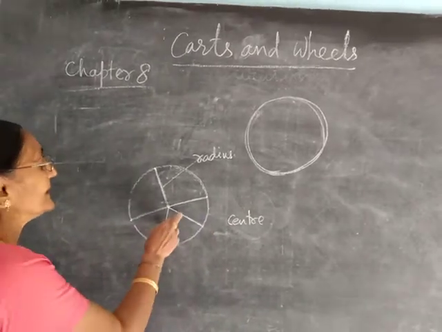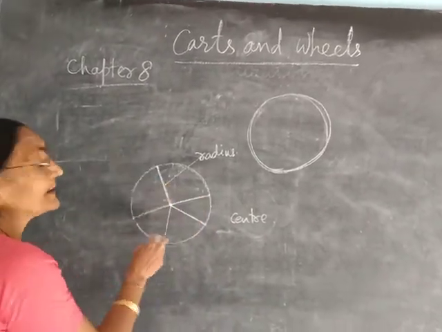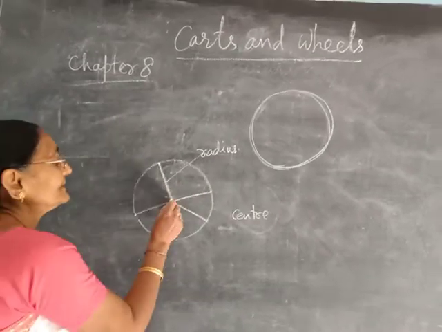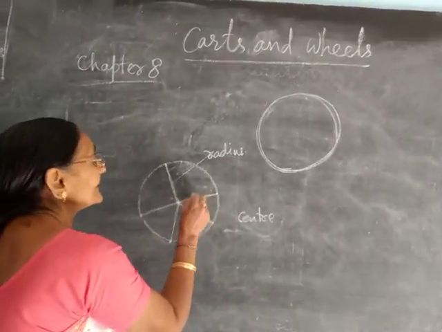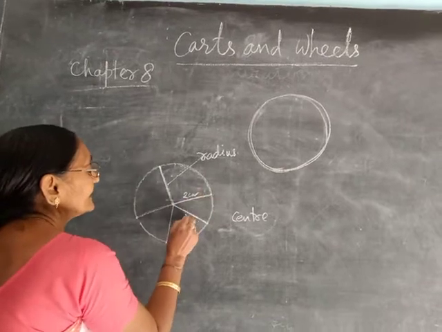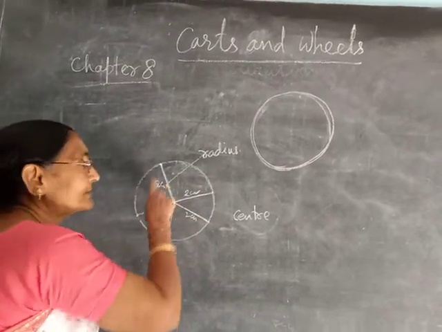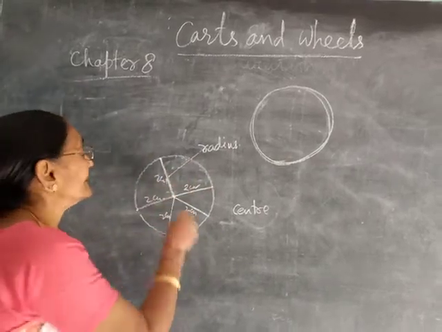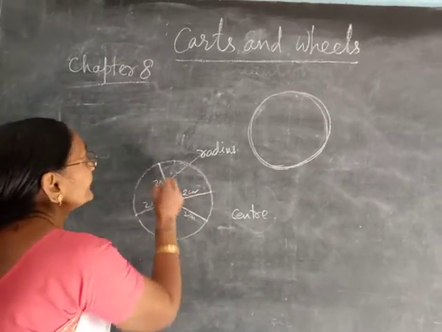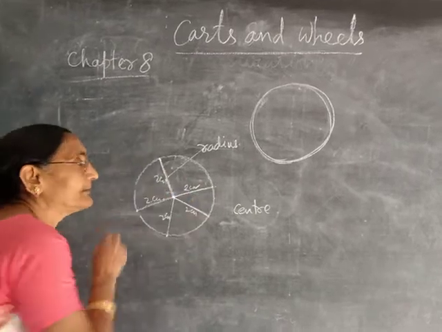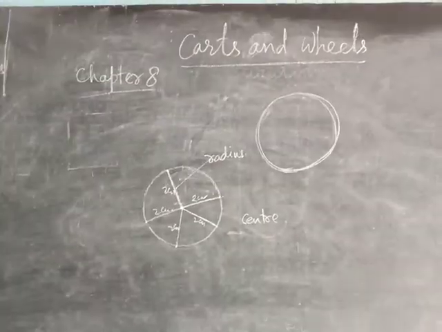So, these all radii are equal distance. How much is it? Suppose it is 2 centimeters. It is also 2 centimeters, it is also 2 centimeters. All the radii are equal because the center is equidistant. Do you understand what is radius?